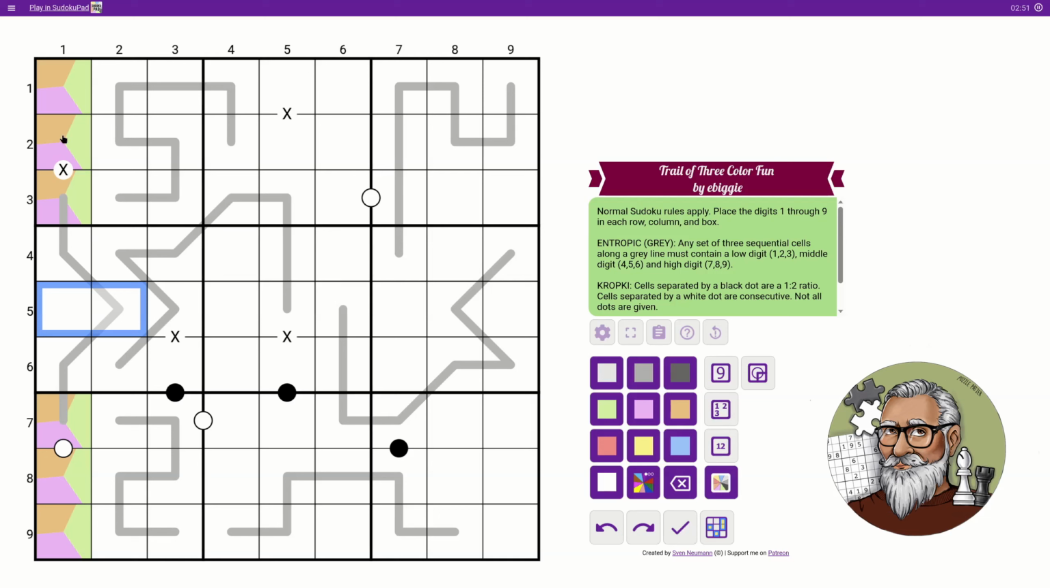Except I do know here that this can't be 4, 6, right? And it can't have 5. So this is definitely not from the middle digits, whatever that means. So let's say this is the middle digit. These are not from the middle digit. So this is from the middle digit, definitely.